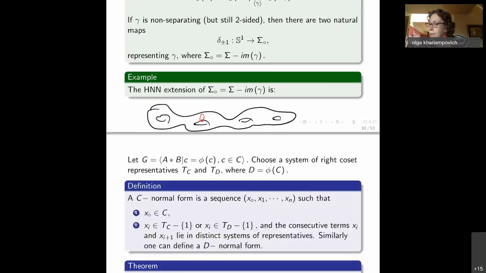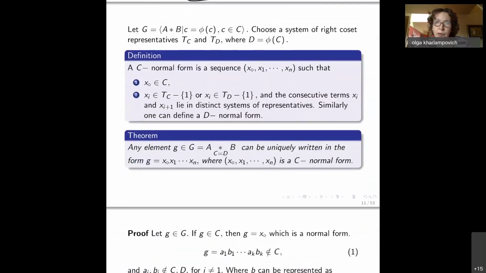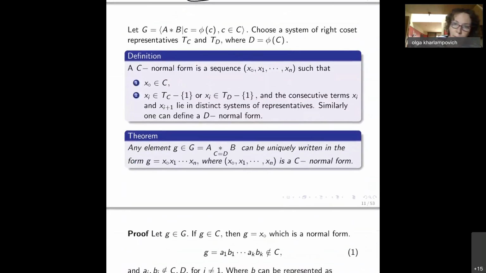So now we would like to know more about amalgamated products. We need some results. Basically, if we consider amalgamated products together with HNN extensions, we can obtain a group by first taking the amalgamated product of A1 and A2, then the amalgamated product with A3, then with A4, and so on. And then we take some HNN extensions of this group. The group which we obtain is called the fundamental group of a graph of groups. And it is also the fundamental group of a graph of spaces.